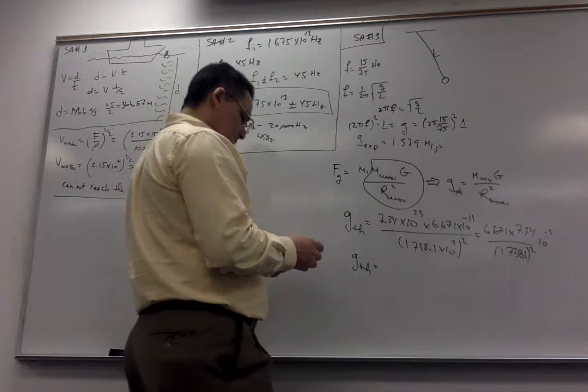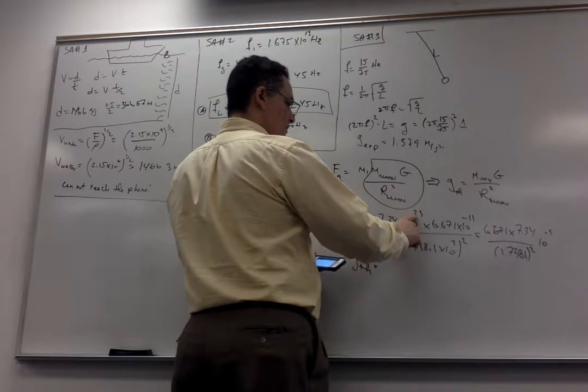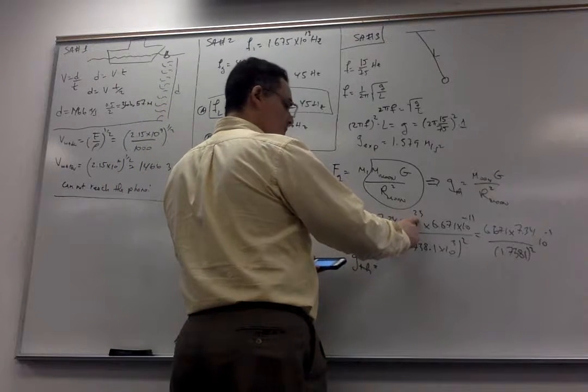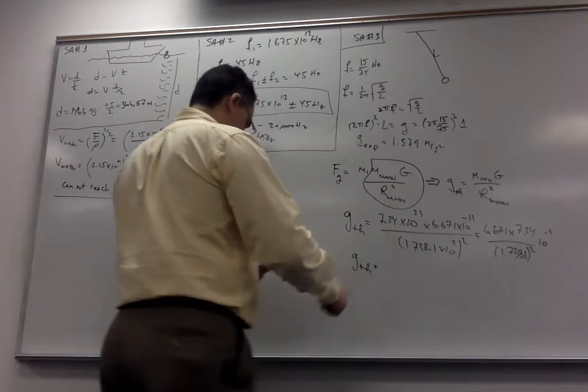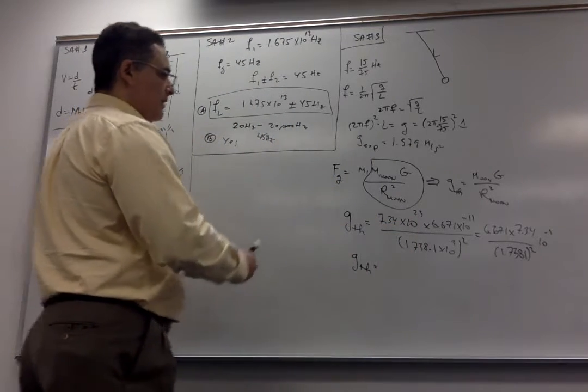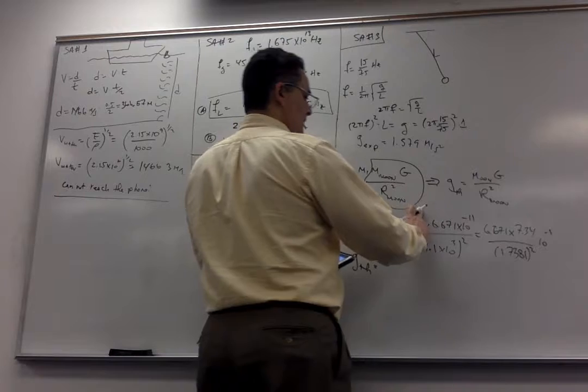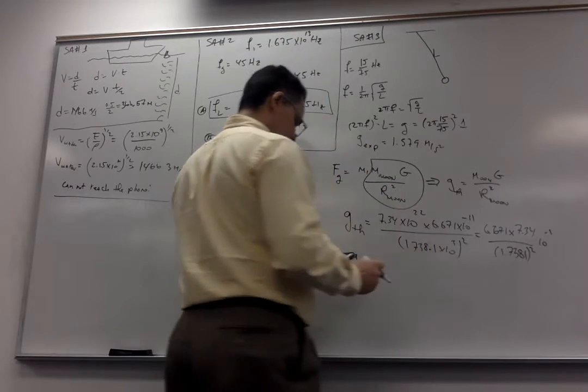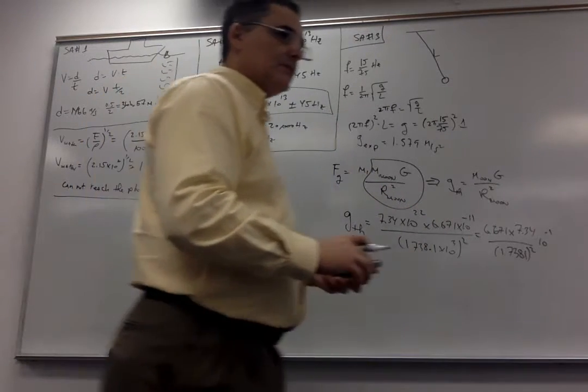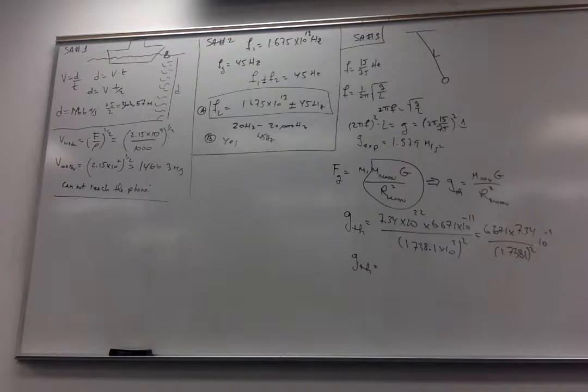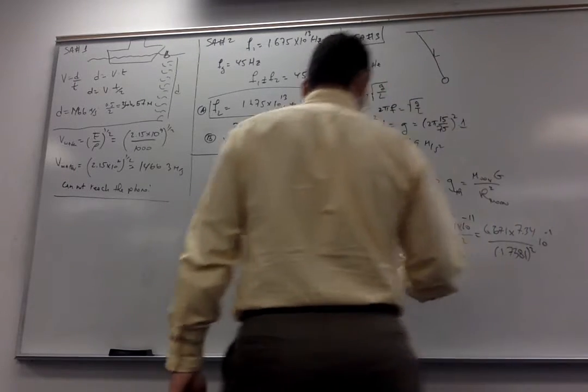Wait. Was the moon 22 or 21? 23, 22, right? It says the 23rd. Yeah, but it's actually 22. It's a typo. So it's 1.62, right? Yes.